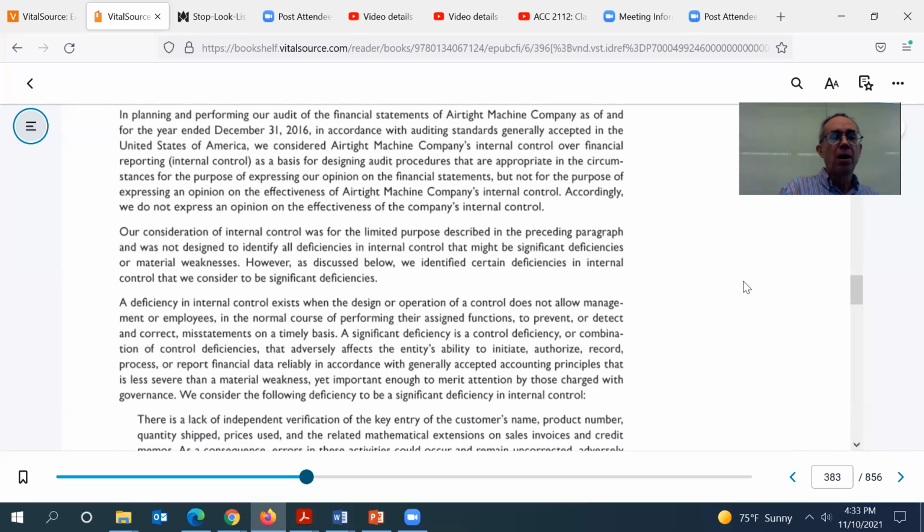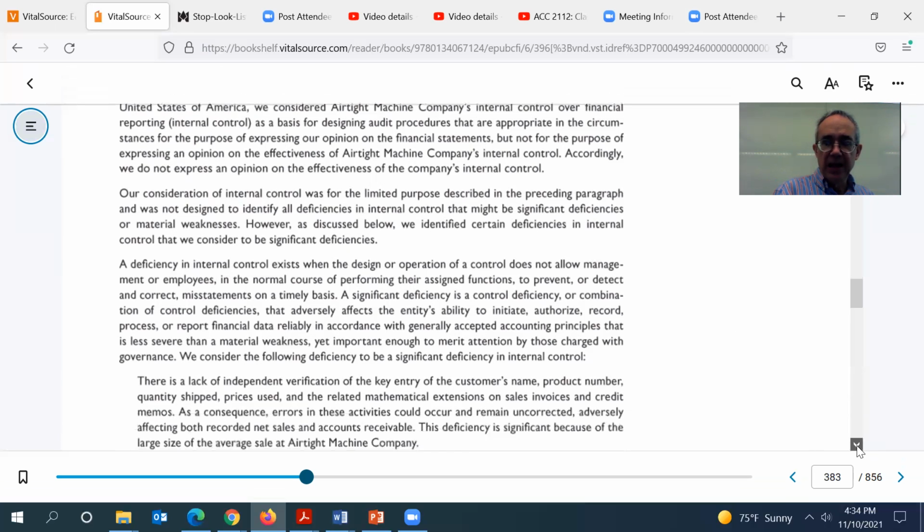It talks a little bit more about what they did. So our consideration of internal control was for the limited purpose described in the preceding paragraph and was not designed to identify all deficiencies in internal control that might be significant deficiencies or material weaknesses. There are those terms. However, as we discuss below, we identified certain deficiencies in internal control that we consider to be significant deficiencies. So no material weaknesses, but there are significant deficiencies, somewhat less dangerous, but we still have to report, reading between the lines.